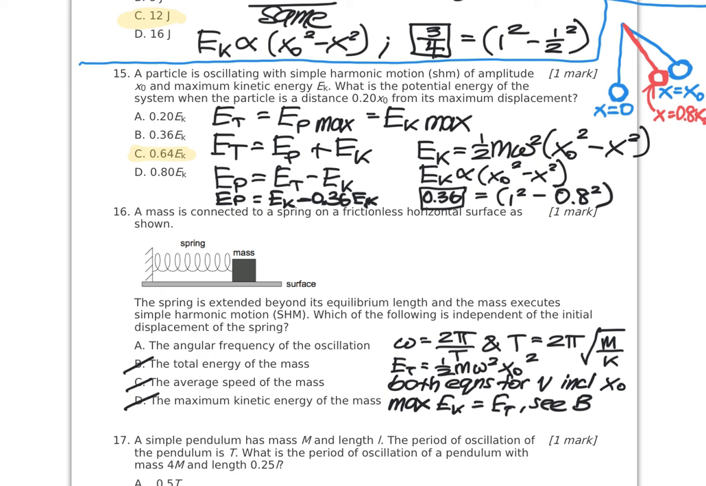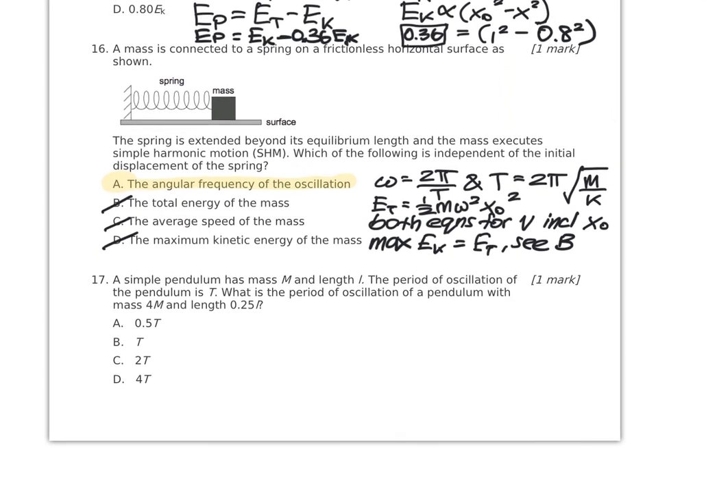It is angular frequency, and we can see that angular frequency is 2 pi over the period, and period's 2 pi radical m over k, having nothing to do with displacement at all. So that would be A. Cool, let's go to 17.